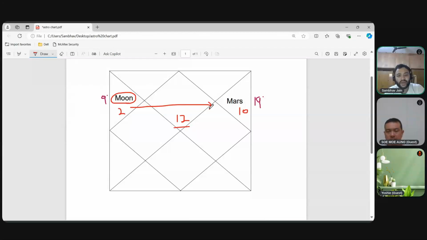Suppose mother is going to get land, because moon is mother and Mars is land. So this time mother is exalted and land is also exalted. This will be a very good yoga as compared to the previous one, where both were debilitated. In that case also, mother was supposed to get land, but not in that good a condition.